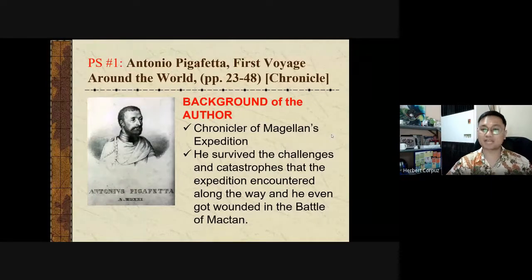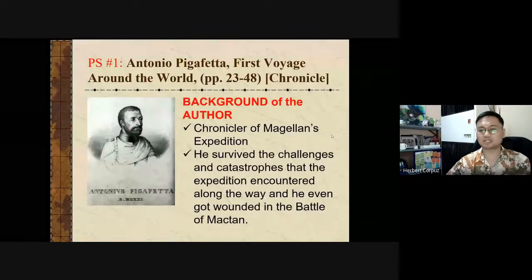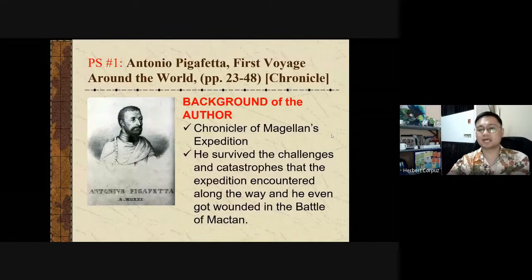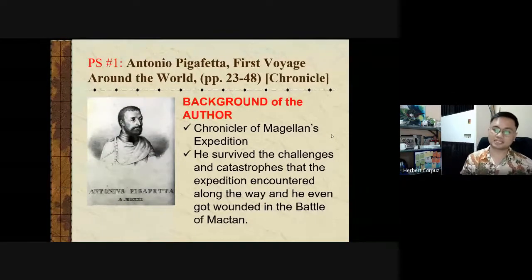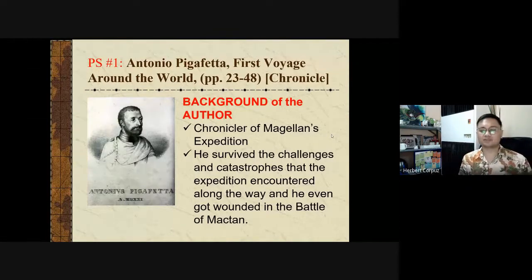Please take note that it's also wrong to say that Magellan circumnavigated the world, because he was not able to, because pagdating niya pa lang sa Pilipinas ay napatay na siya doon sa nasabing labanan. So it was the survivors of the said expedition who were able to circumnavigate the world. Doon sa pagbalik nila sa Espanya, it's already Sebastian del Cano, the assistant of Magellan, who was able to lead the survivors of the said expedition. And it was his team who was able to circumnavigate the world.